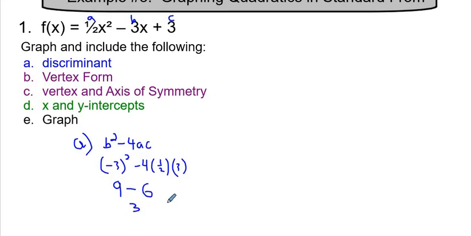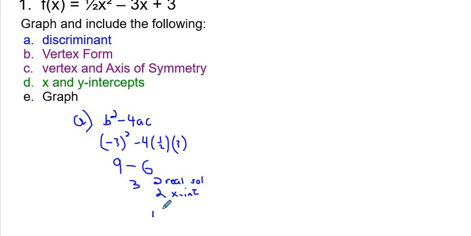Still going to have a real solution, right? We're going to have two real solutions here. And we're still going to have two x-intercepts. But this problem is not factorable, which is important to understand because that means we're going to have to solve it slightly differently, which we'll talk about when we get to that portion when we do x-intercepts.